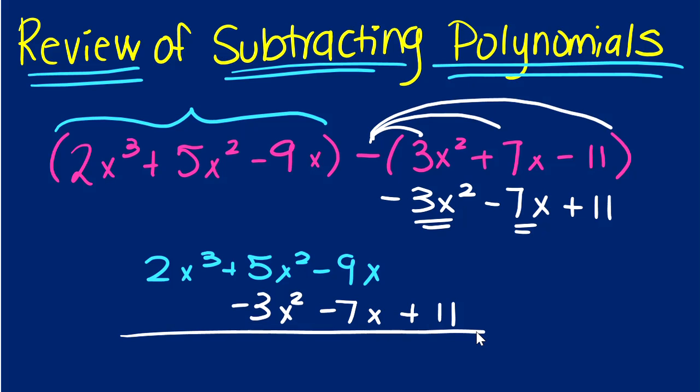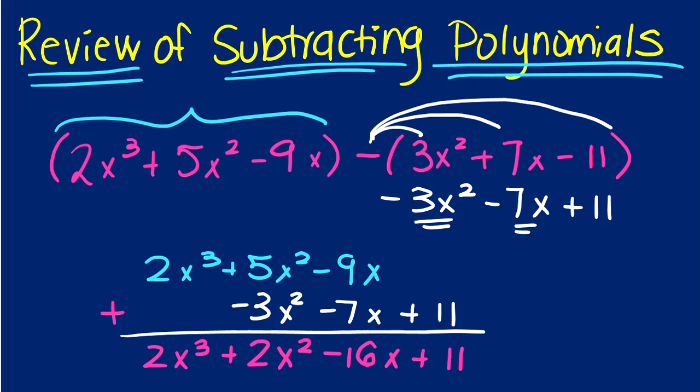And now we're just going to add these together. So we've got a 2x cubed coming straight down because there's no other like terms. We've got a 5x squared and a negative 3x squared. The positives are winning there by 2, so we get a 2x squared. We've got a negative 9x and a negative 7x, which will be negative 16x. And then we've got our plus 11 on the end there. All right. So I'm going to go ahead and pause for a second now to give you an opportunity to jot this down if you haven't already done so.